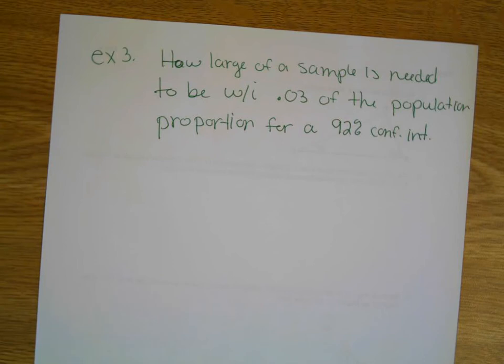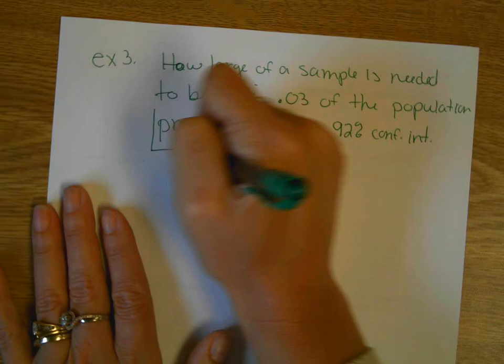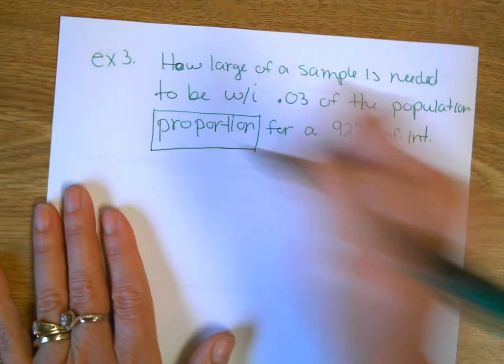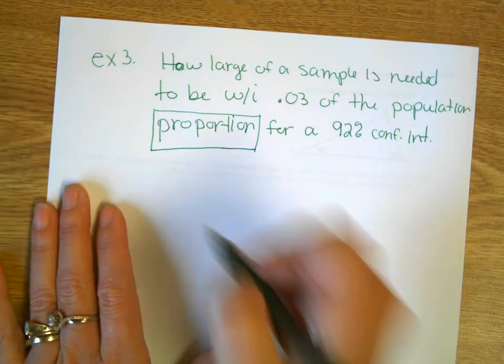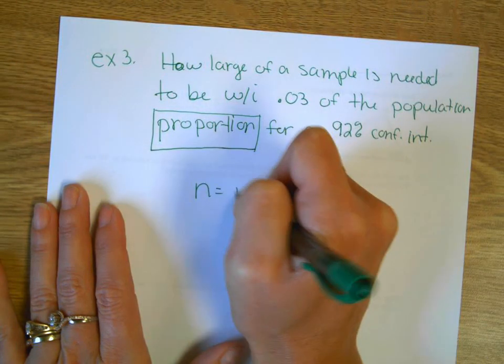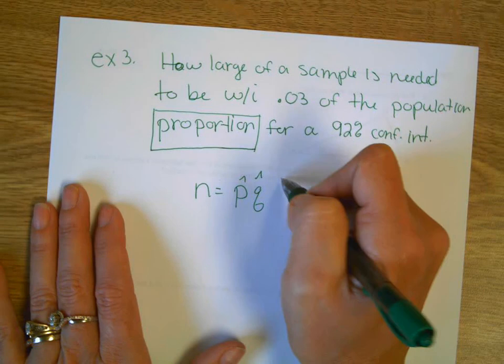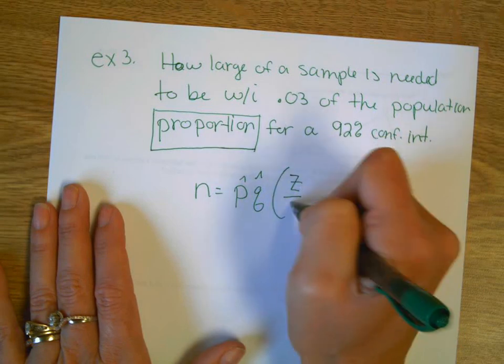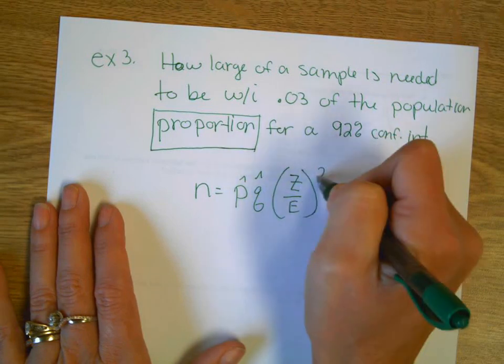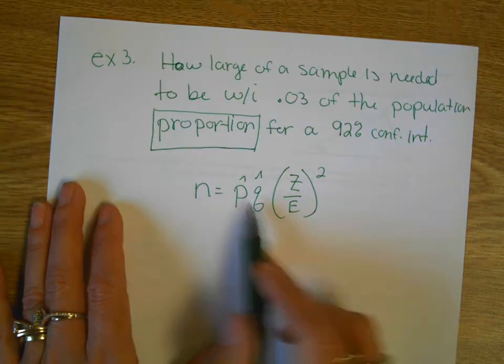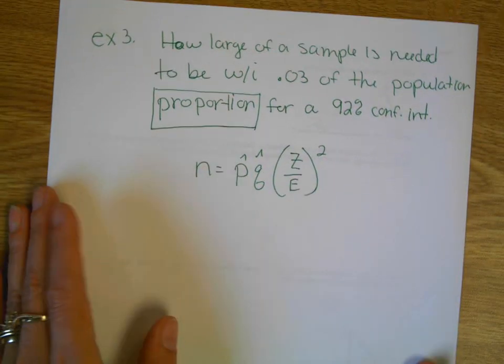Okay, this is the second minimum sample size formula you had. So how are you going to know which one you're supposed to use? The word proportion tells you to come to this section of your note card and use this formula we just had, which was n equals p hat q hat z over E squared. So you've got to fill in 4 values.